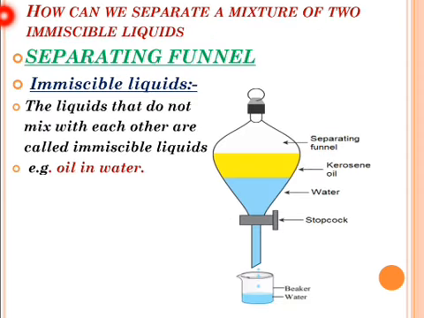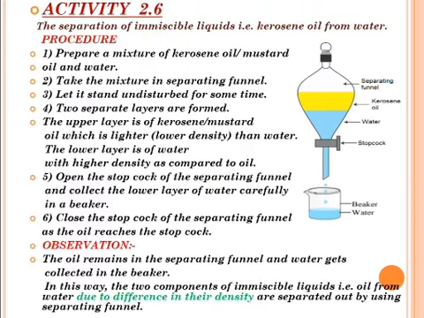Now let us see how we can separate a mixture of two immiscible liquids. What are immiscible liquids? The liquids that do not mix with each other are called immiscible liquids. For example, oil in water. Oil cannot be mixed with water, and these two components of this immiscible liquid form two separate layers which can be separated from each other by using a separating funnel.